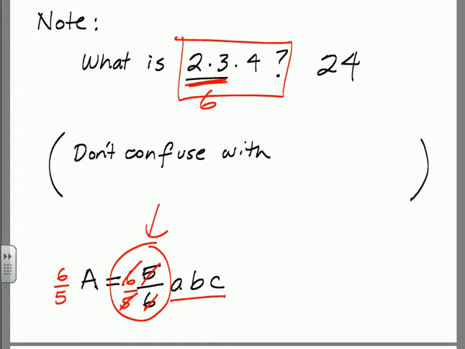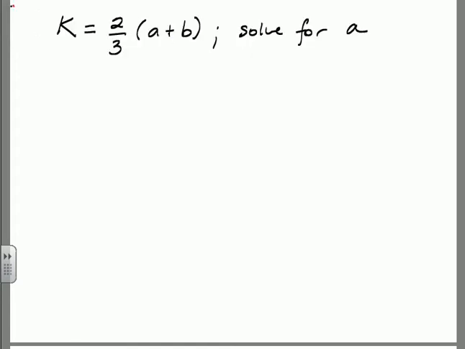Okay, so let's see some examples where we're going to be using that. All right. Ooh, we're getting a little bit more complicated. We're solving for A. And I'm going to do this problem in 2 ways. I'm going to do it the short way, and I'm going to do it the longer way. Either way is okay. We should get the same answer.